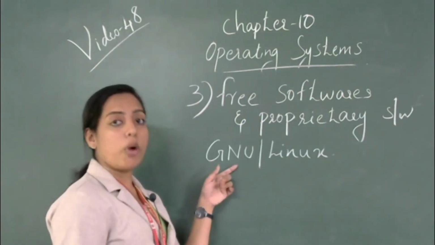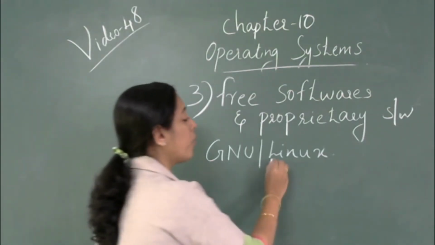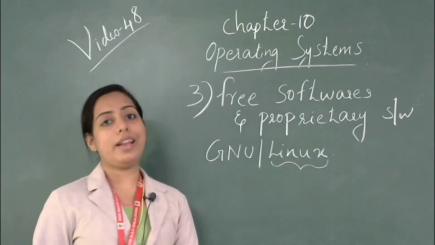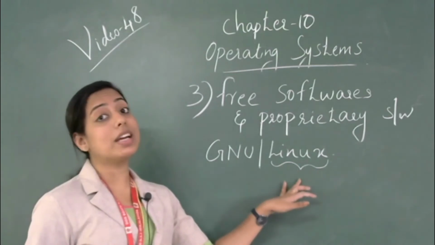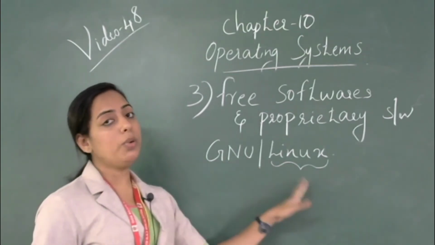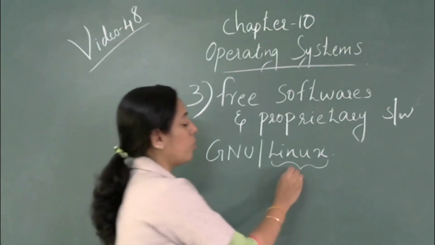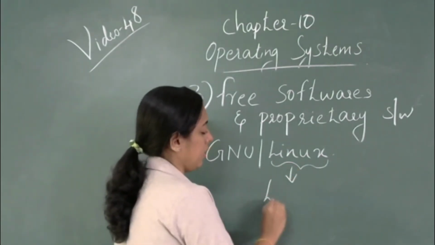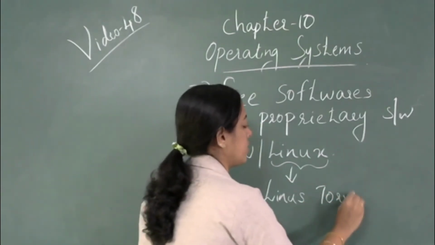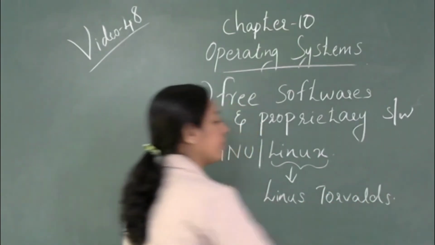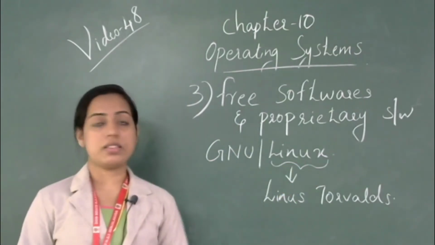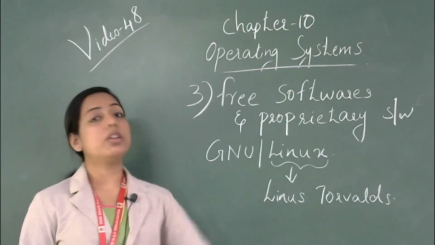This is the name of the operating system, and the kernel program is Linux. But we are saying the operating system is Linux. It is wrong. Linux is its kernel, and the name of the operating system is GNU Linux too. And this kernel program was written by the programmer called Linus Torvalds. He wrote the kernel program called Linux. So study the name of the man, Linus Torvalds.